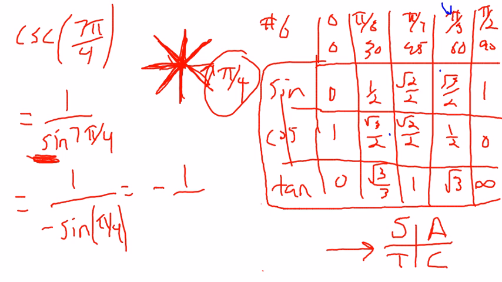1 over sine pi over 4, which is root 2 over 2, so this is kind of messy. If you know where root 2 over 2 comes from, this is actually easy. So this is negative. How do I divide by a fraction? Multiply by the reciprocal. So it's 1 times 2 over root 2. Need to rationalize root 2. Alright, hold on. Let me get rid of this.